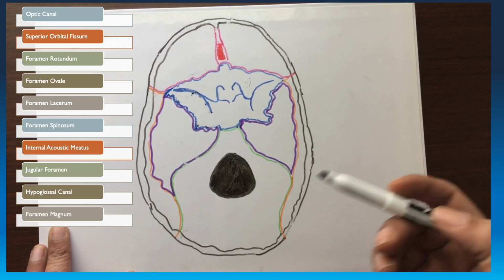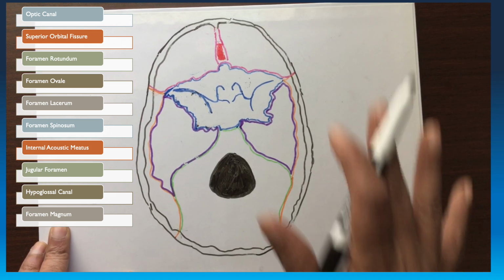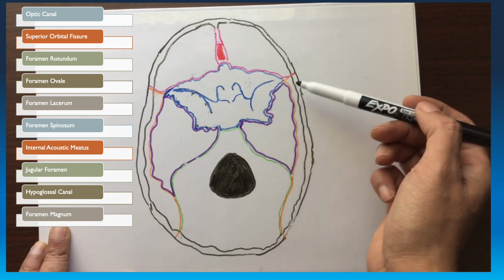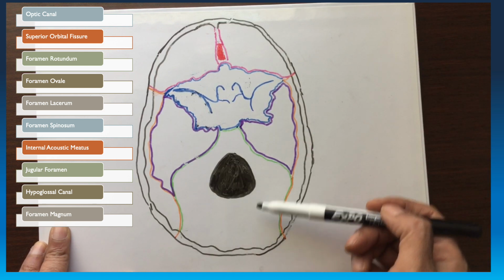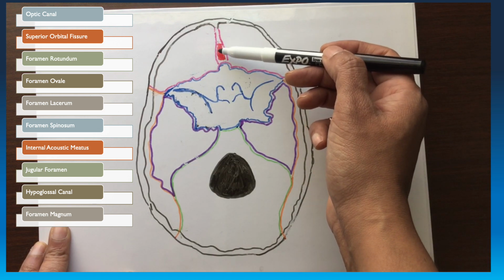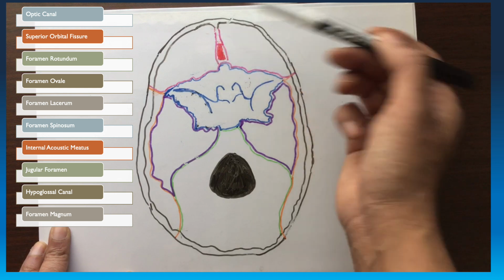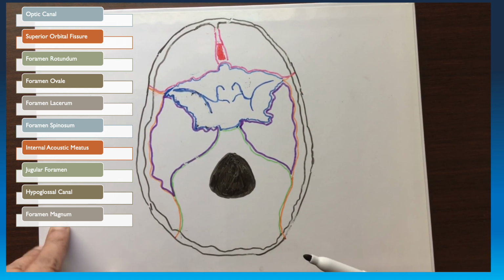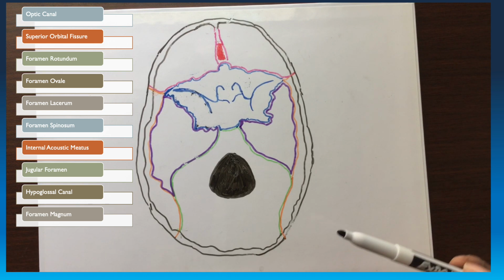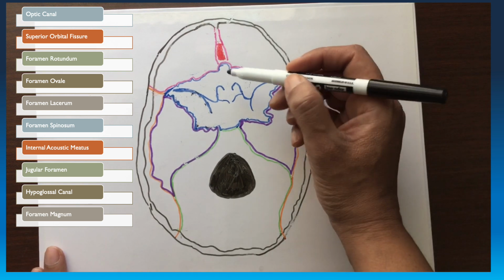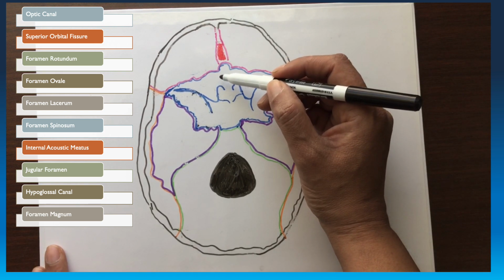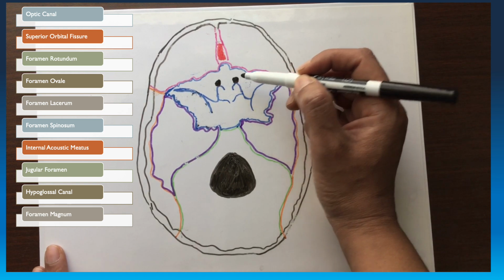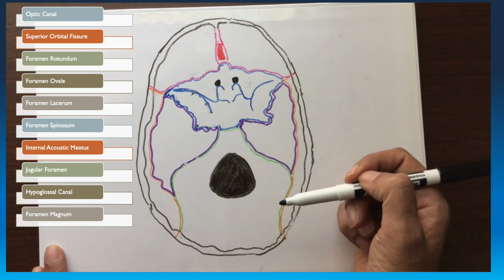So the first thing we want to do is sort of orient ourselves. Frontal bone, temporal, sphenoid, parietal, occipital. Here's the ethmoid bone, and that's your crista galli and your cribriform plates on either side. And then, of course, we've got the big hole, which is your foramen magnum. So starting at the top, the very first is going to be your optic canal, and that's fairly easy as far as a landmark because you'll see those structures fairly easily in that area.